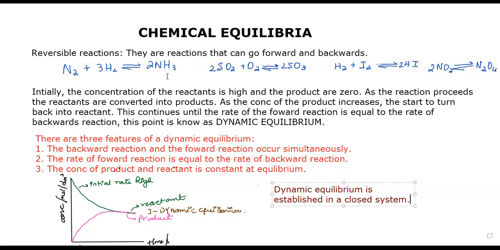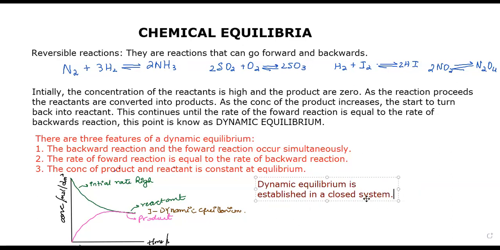Since the product is being lost, the backward reaction will not be happening. So there will be no dynamic equilibrium. You will never reach the point of dynamic equilibrium. Why? Because all the product has been lost. So it's very important that the dynamic equilibrium is established in a closed system. You cannot establish it in an open system.